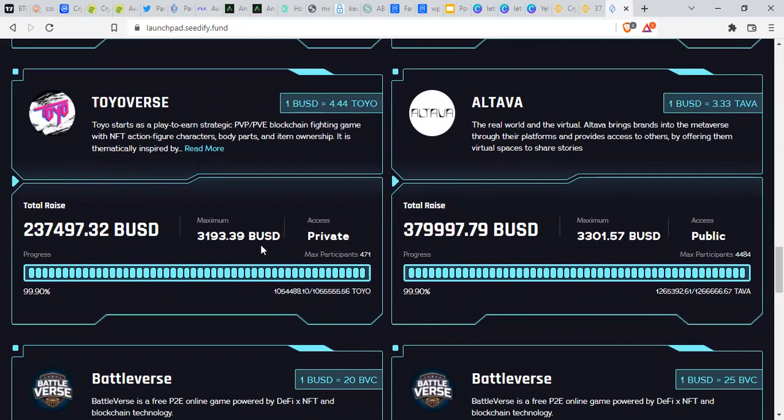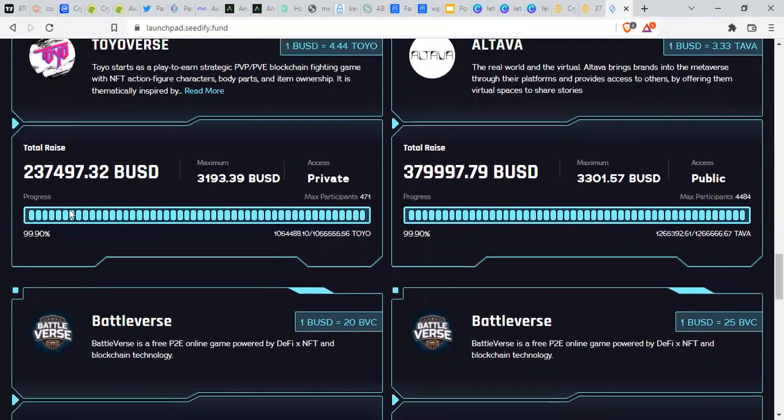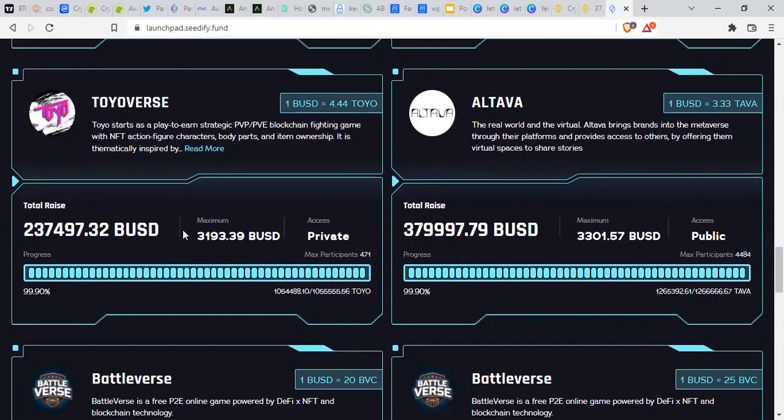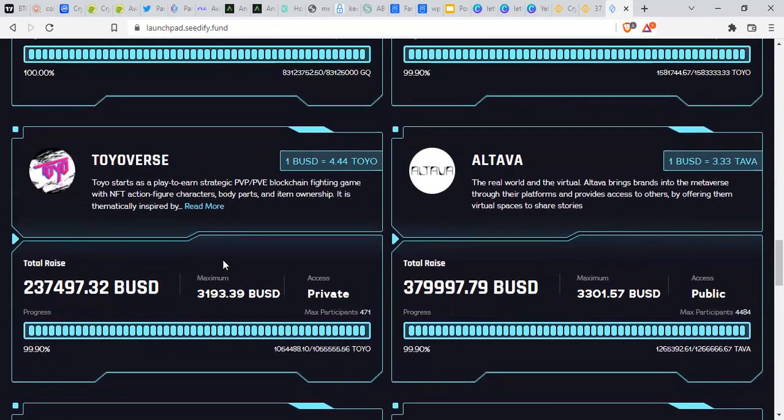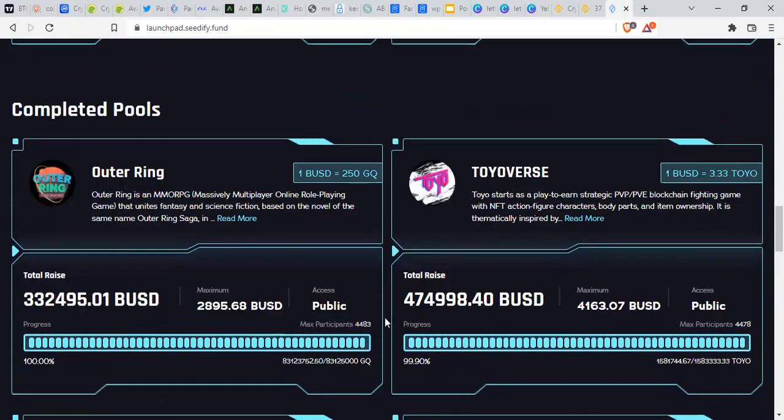237,000 BUSD. That is what was raised on this private sale. So you can see it here. They were able to raise 99.90% of the amount they were looking for. So after this ToyoVerse private sale, there is still going to be a public sale. It can still be on this platform.